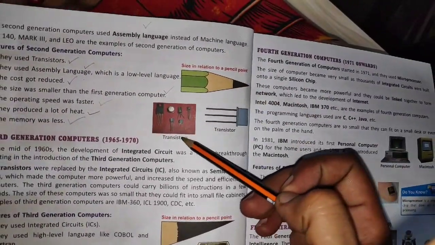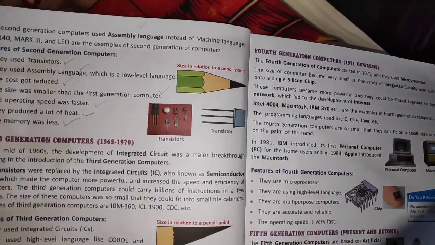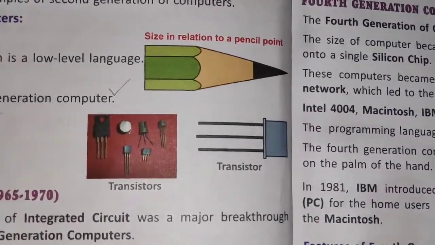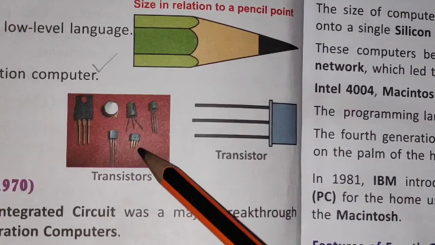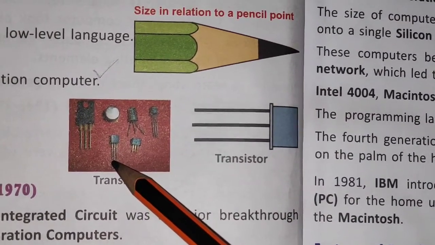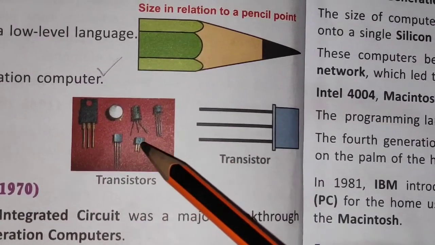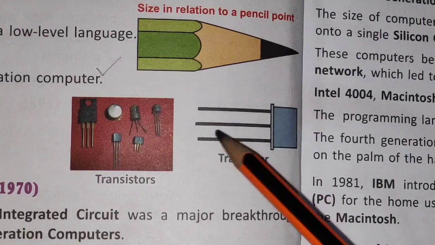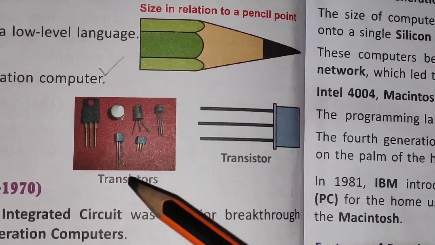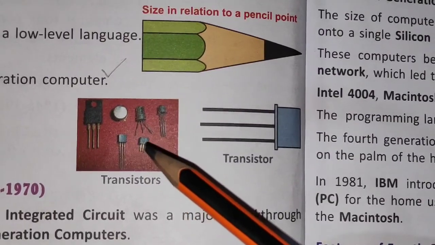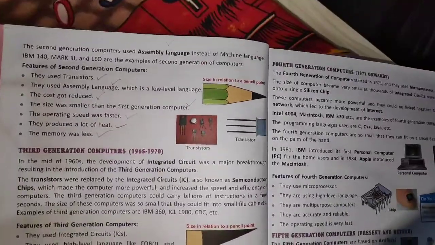So here is the picture of different transistors, as you can see here. All these electronic devices are called transistors. They are three-leg devices. Actually there are three connectors, and these three connectors are connected with the help of an electronic board. So these are called transistors.